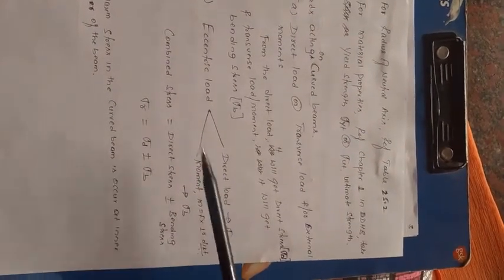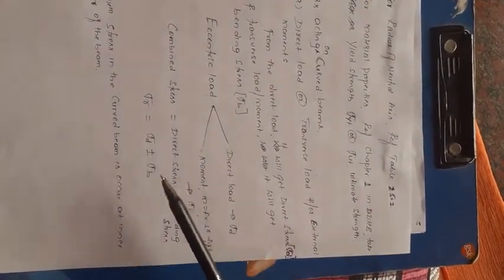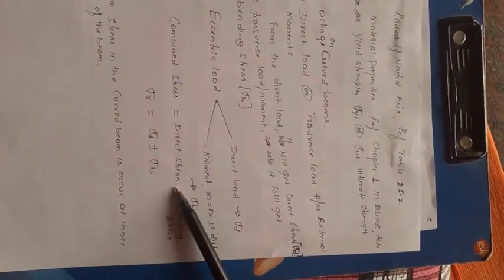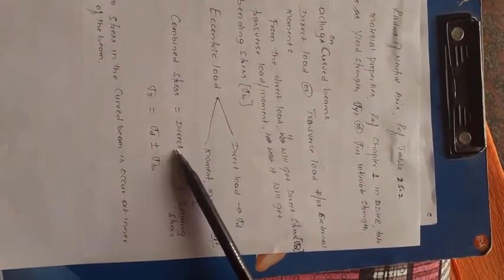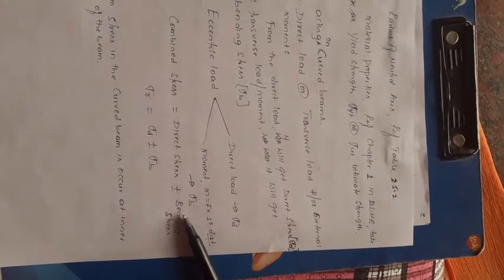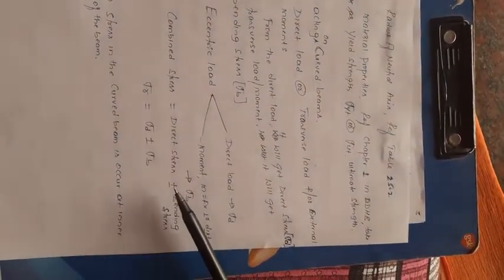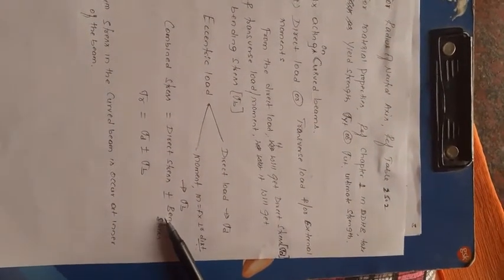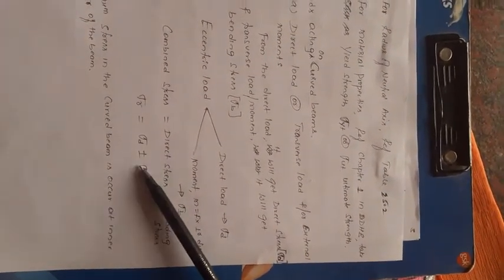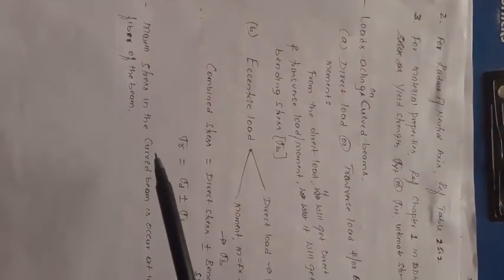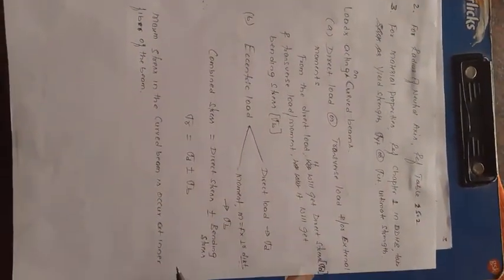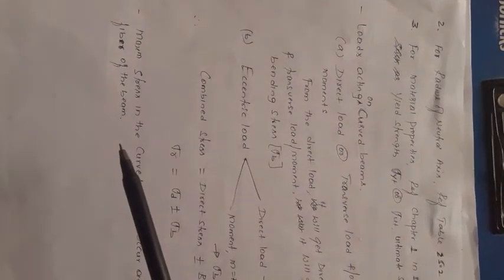Now what is the total stress here? That is called combined stress. The combined stress is the sum, plus or minus, of the direct stress and the bending stress. When the bending stress is tensile in nature, you use the plus sign. When the bending stress is compressive in nature, you use the negative sign. Then where will the maximum stress occur? The maximum stress in curved beams occurs at the inner fiber of the beam, right?